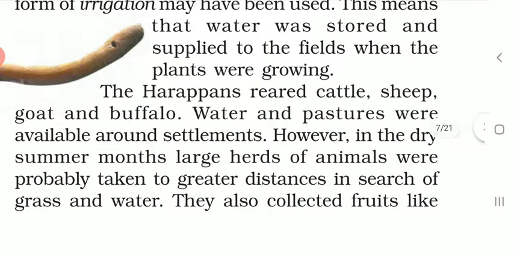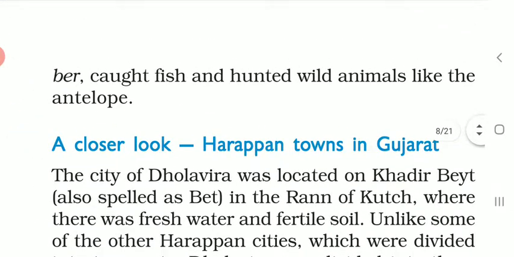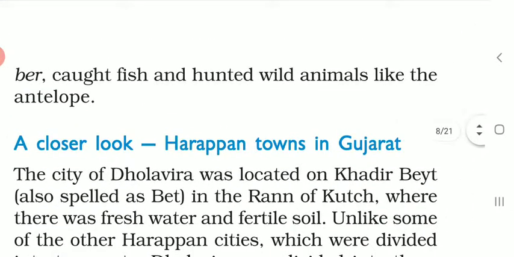The Harappans reared cattle, sheep, goat, and buffalo. Water and pastures were available around settlements. However, in the dry summer months, large herds of the animals were probably taken to greater distances in search of grass and water. They also collected fruits like ber, caught fish, and hunted wild animals like the antelope.